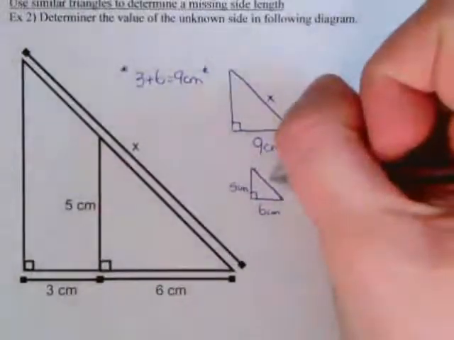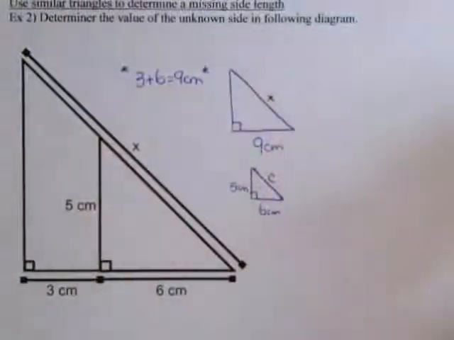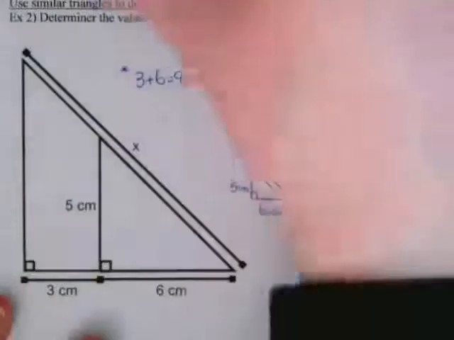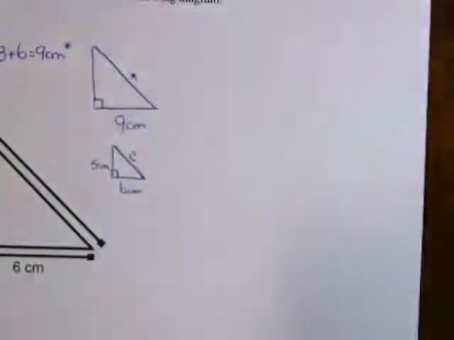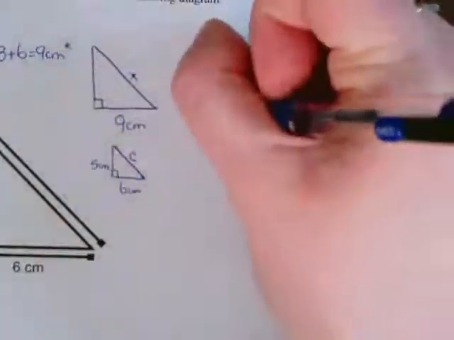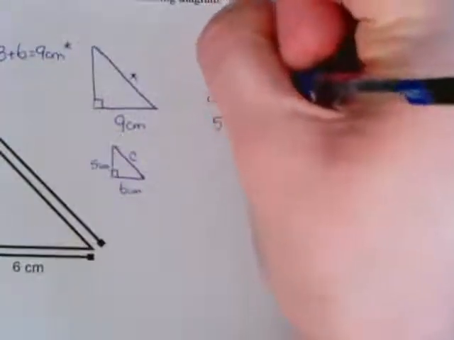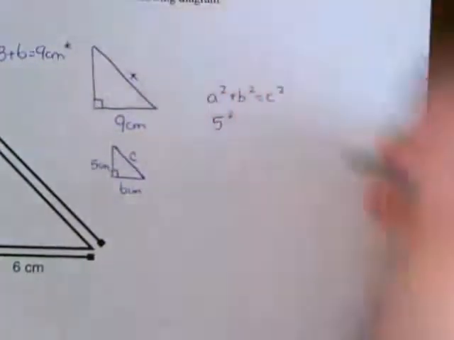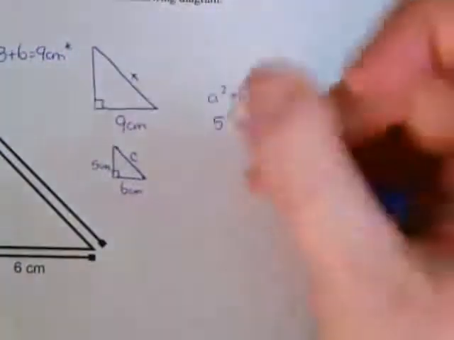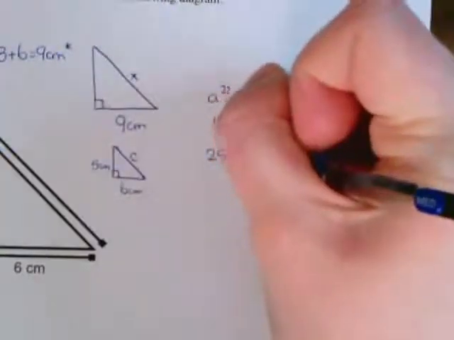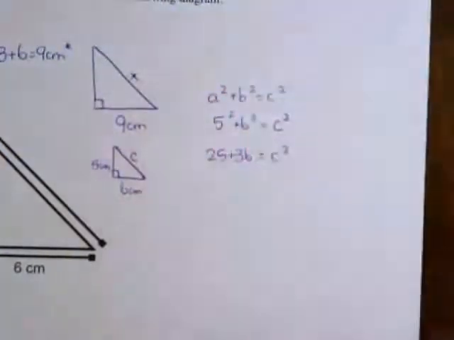Well, if you have two sides of a triangle and you need to figure out a third one, you have to use your Pythagorean theorem. That is correct, guys. We're going back to grade 8 here a little bit. So we have a squared plus b squared equals c squared. So we have 5 squared plus 6 squared equals c squared. That means we have 25 plus 36 equals c squared. And if you add that all together, you get a total of 61.